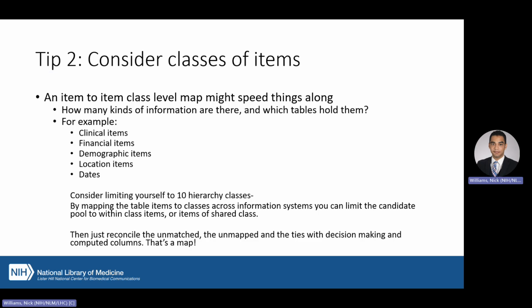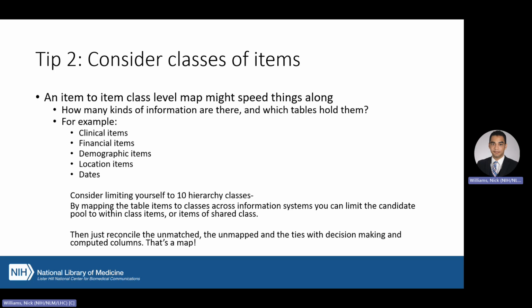Tip number 2, consider classes of items. We touched on this with hierarchical mapping. So an item-to-item classable map might speed things along. How many kinds of information are there and which tables hold them is a good question. For example, which tables have clinical items? Which tables have financial items? Which tables have demographic items? Which tables have location items and dates? Maybe half of the items in TAF are really financial items.